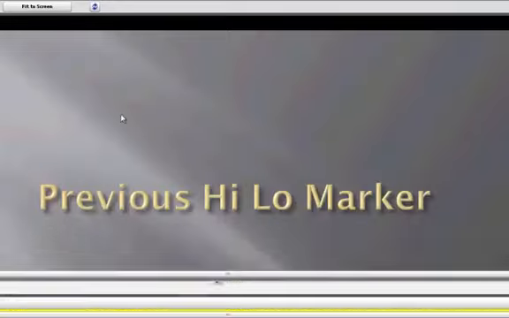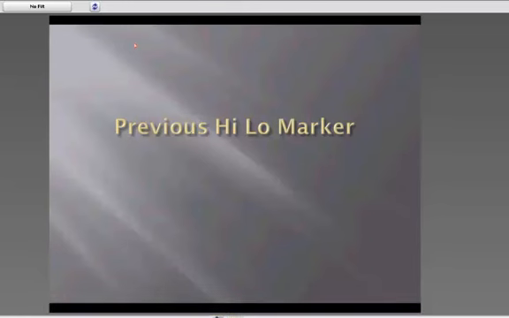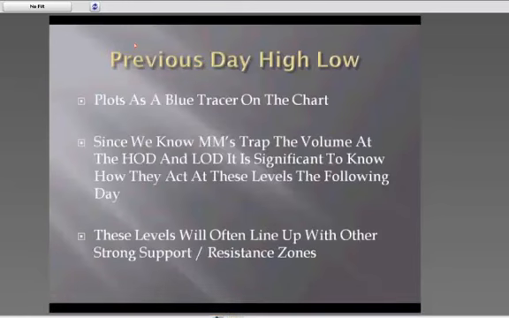Markers, okay? Let's get through these markers to understand how we're looking for these trades. So the next one is the previous high-low marker. What is that? That is the marker from yesterday's high-low projected onto today's chart. It's a light blue tracer. Why is that important? Well, it plots as a blue tracer on the chart.